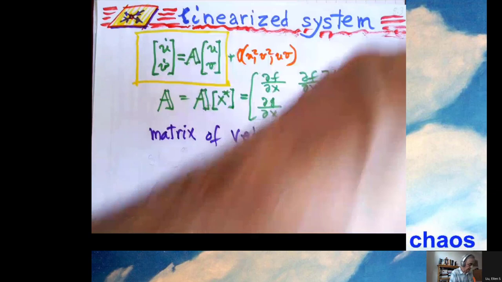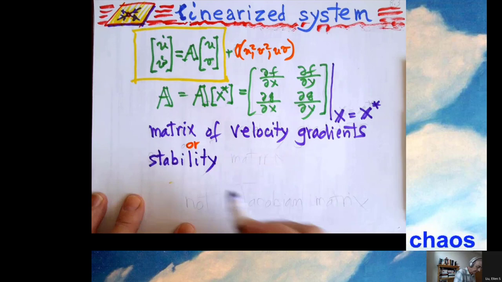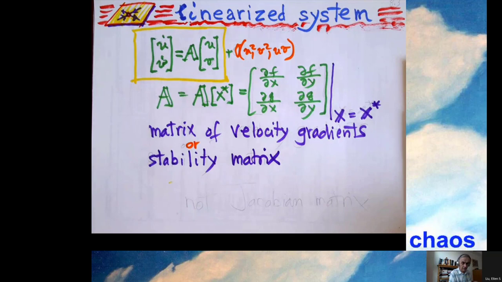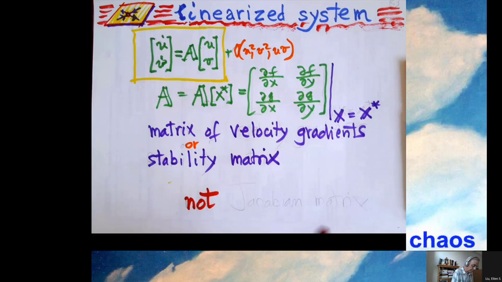This is a long word. So I use a descriptive word that says this is the stability matrix, because as you saw in our discussion of linear stability, it's eigenvalues that describe the stability. Now, there is a tradition, unfortunately, and very good people use this notation as well. It's not something I can blame Strogatz for, to call this the Jacobian matrix.